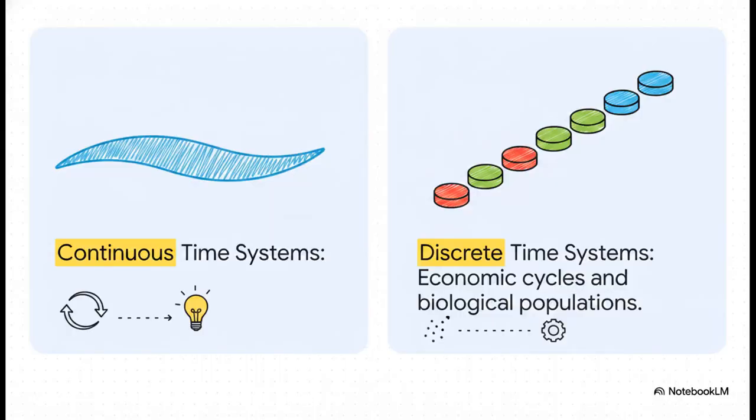Just to anchor this in reality for a second, let's contrast it with discrete time systems. Discrete systems jump from one fixed interval to the next, right? Think of annual economic cycles or a yearly biological population count. But our focus today is entirely on the continuous side of the universe. This is literally the math of physical reality. We're talking fluid flows, physical circuits, mechanical systems smoothly transitioning from one exact moment to the next.